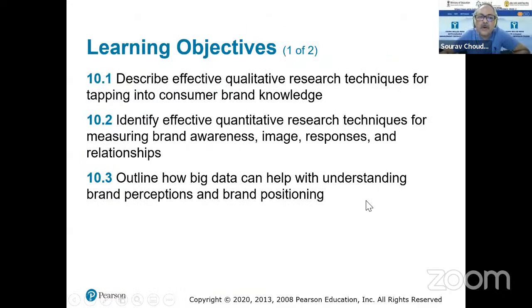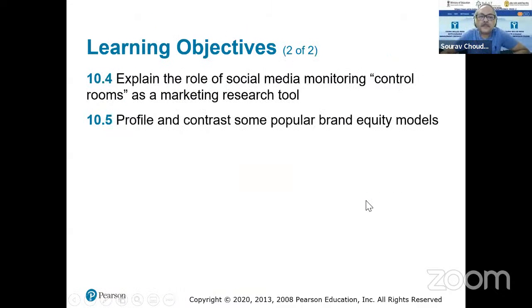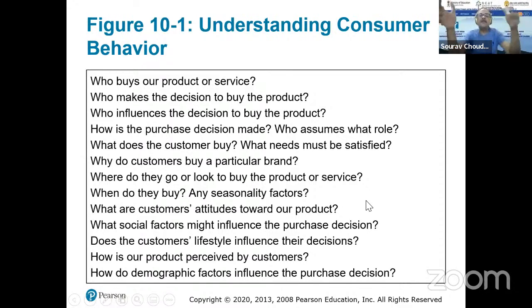ठीक है. Now what we are trying to do is, we are trying to answer a few questions. A laundry list of questions. Who buys our product or service? Who makes the decision to buy the product? Who influences the decision to buy the product? How is the purchase decision made?